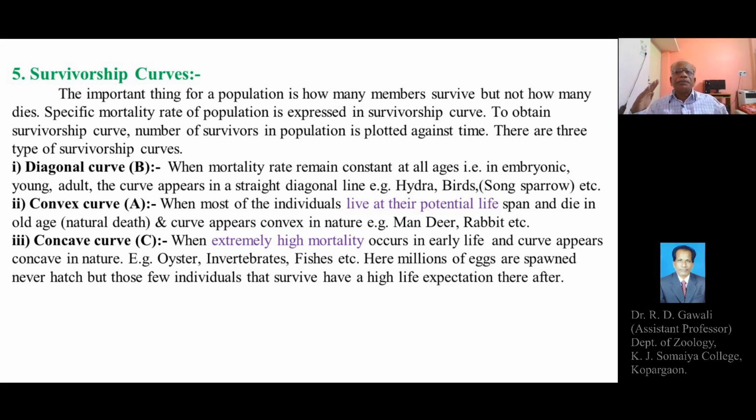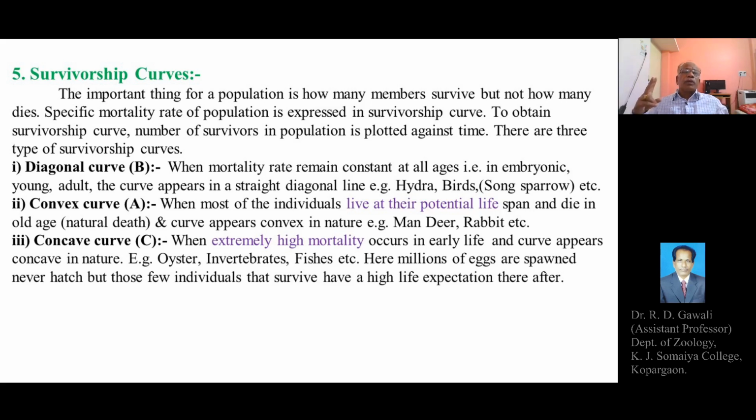This type of curve, the straight line curve or the diagonal curve, appears when the mortality rate remains constant at all the ages. So when the mortality rate is constant at all the ages, the survivorship curve appears in a straight diagonal line. For example, the invertebrate aquatic animal like hydra or the birds like song sparrow, etc.